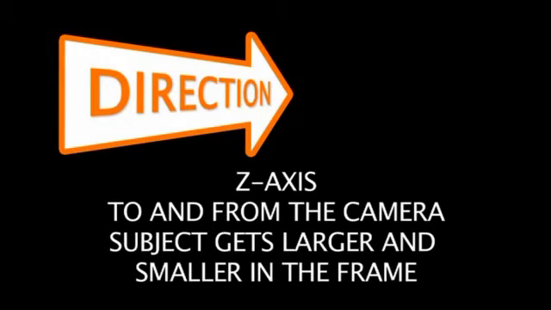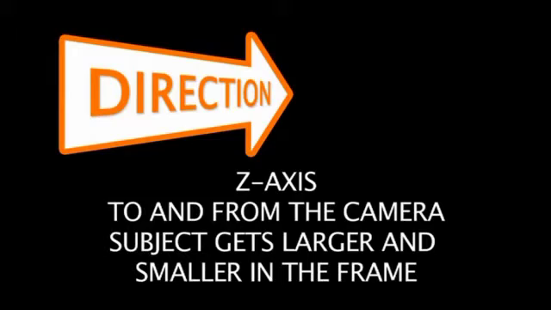Now we're going to talk about axes of movement. This is the axes of movement of performers in the frame, or their faces or their bodies actually moving in the frame. First one is the z-axis. That's motion to and from the camera. The subject gets larger and smaller in the frame.